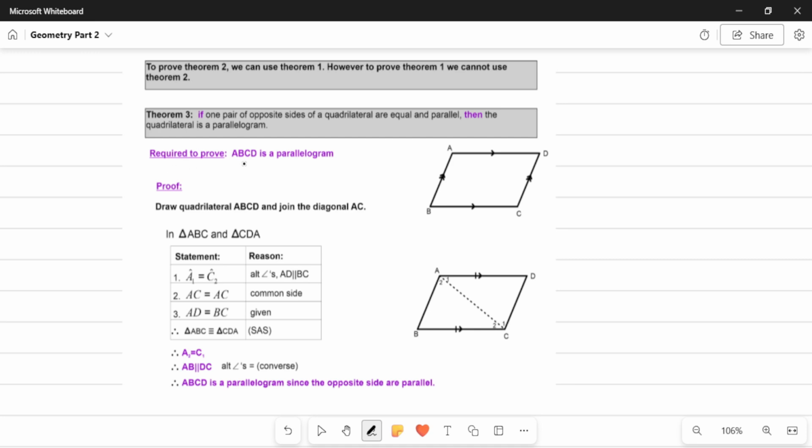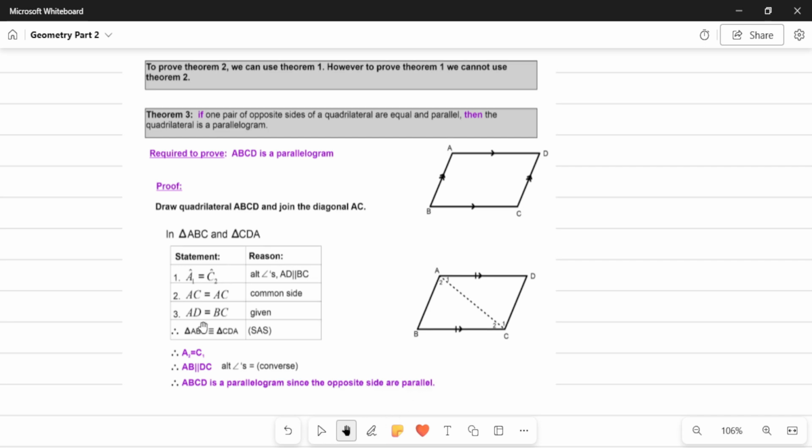So what are we required to prove? You'll be given a quadrilateral, right? So we need to prove that ABCD is a parallelogram. So what we need to do is draw quadrilateral ABCD, and we need to make one diagonal, right? Now to prove this theorem, if you look at the end here, we're trying to prove that the opposite sides are parallel.